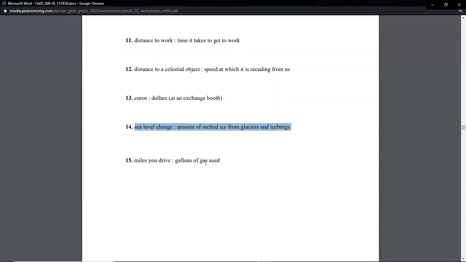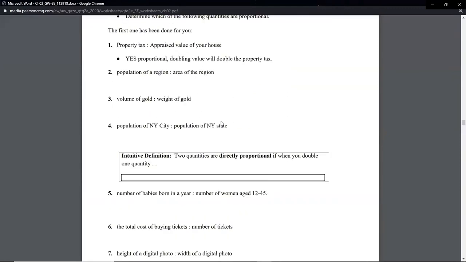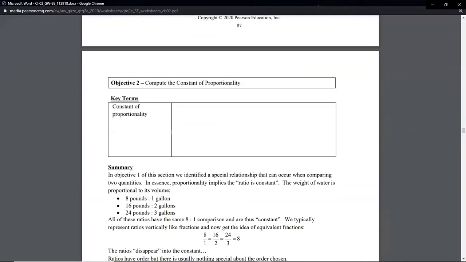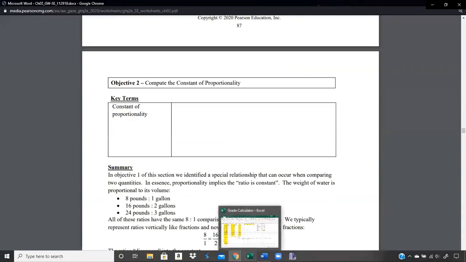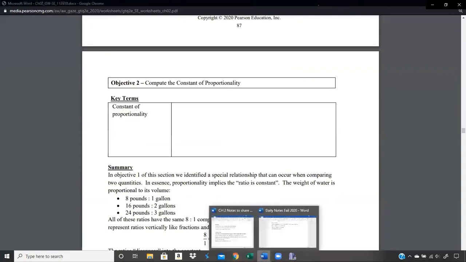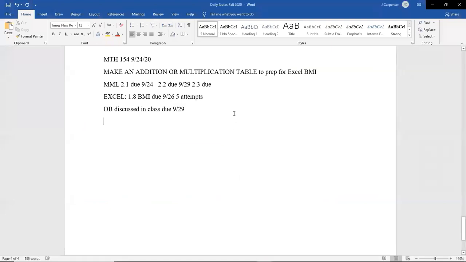but have a good discussion. And then miles you drive versus gallons of gas you use. Again, keep this argument simple. Don't think about interstate driving versus city driving versus someone slamming on the accelerator versus someone using their single toe just barely hitting the accelerator. Keep these scenarios simple. All right, so that is your discussion board, page 86 and 87, questions 2 through 15. Where am I trying to go? Here. 86 through 87, 2 through 15.